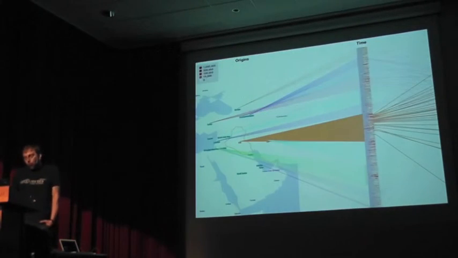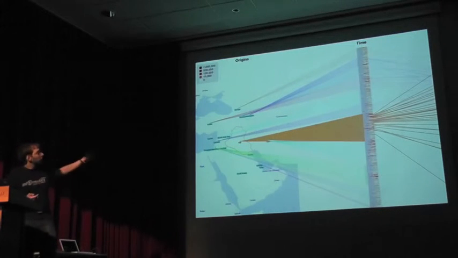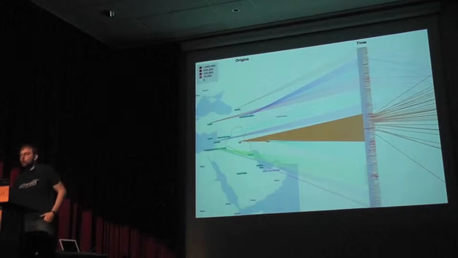Or when we want to group the flows, as I showed you before, by their origin and destination. And then we see which parts of the heat map correspond to which origins.